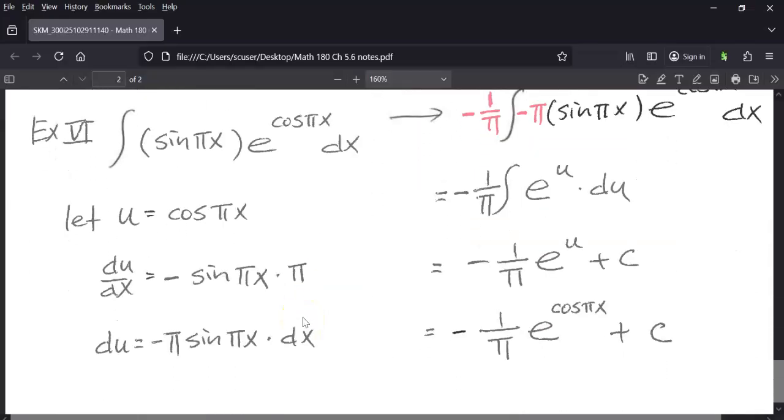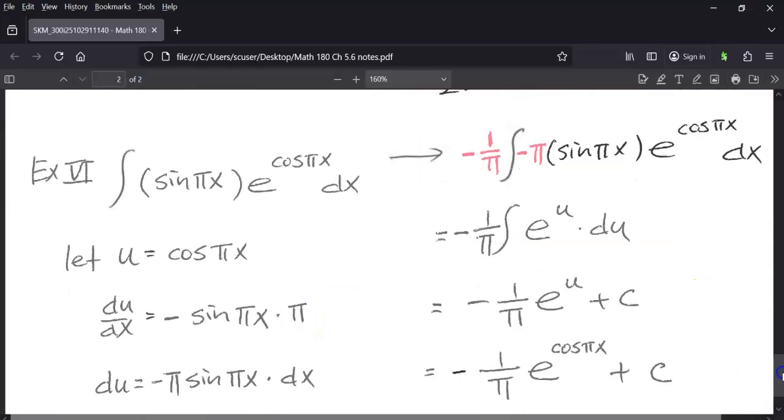All right, last but not least, this last example here. We have the integration of sine of pi x times e to the cosine pi x dx. If you let u equal cosine pi x, usually it's a good idea to let the exponent equal u. So du dx equal to negative sine pi x times pi. Remember this, when we do the derivative, you need a chain rule, right? So we need this extra pi here.